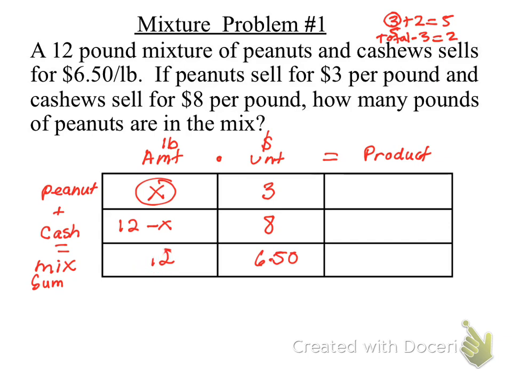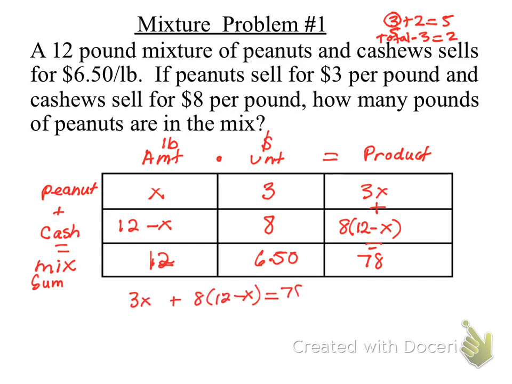Maddie? Is that making sense to you? Yeah. Okay. Then we multiply across. I get 8 times 12 minus x. And this is 12 times 6.50. I believe it's 78. Yep. And this becomes my equation. 3x plus 8 times 12 minus x equals 78. I'm doing 3x plus, what is that, 96 minus 8x equals 78.